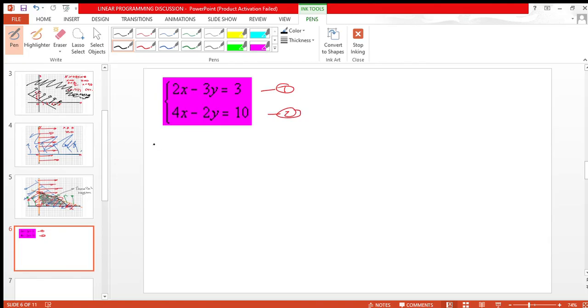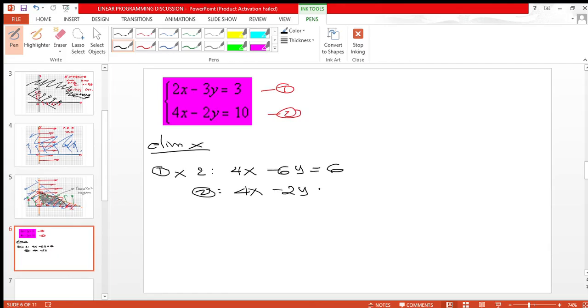So let's decide now to eliminate x. If we would like to eliminate x, we would like to make the coefficients of x equal. To do that, we are allowed to multiply a constant in a given equation. So let's say equation 1 will be multiplied by 2. That now gives us 4x minus 6y equals 6. And then we just copy equation 2: 4x minus 2y equals 10. So you will see here that we were able to make the coefficients of variable x equal.